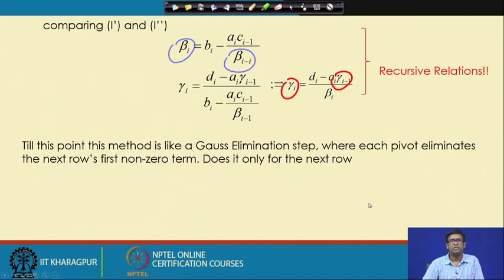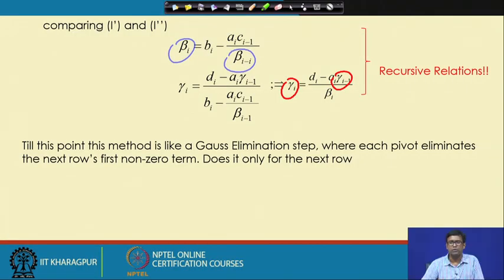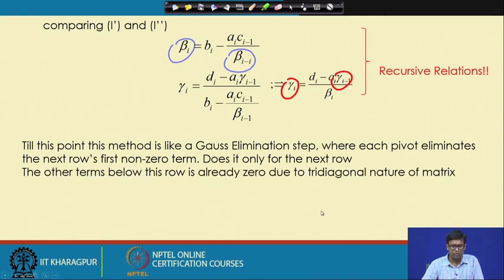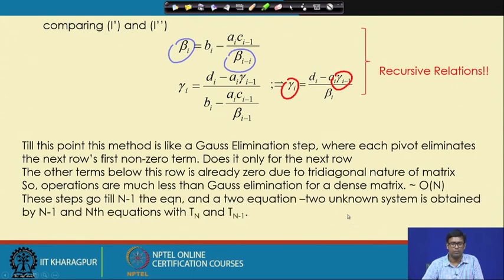Till this point, this method is very much like Gauss elimination. We are eliminating only below the pivot, in the next row below the pivot element, where each pivot element is the next row's first non-zero element. However, it does this only for the next row, not for the later rows, because the later rows have 0 at that element. The other terms below this row are already 0 due to the tridiagonal nature of the matrix. So operations are much less than Gauss elimination for a dense matrix, and we will see that the number of operations is of the order of n, if n is the total number of rows.